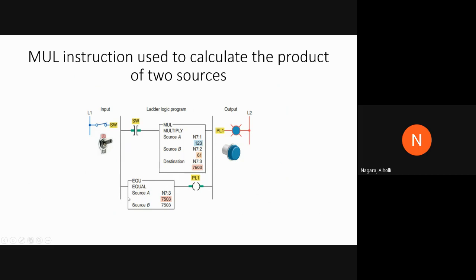Then later, when the second rung is activated, it checks whether the value in N7:3, that is the destination of the MUL instruction, 7503, is equal to the value in B, that is 7503, or not. If both are equal, this is the equal instruction, EQU. That means the done bit will be set, it will become 1, the coil will be energized and the PL1 lamp will glow.